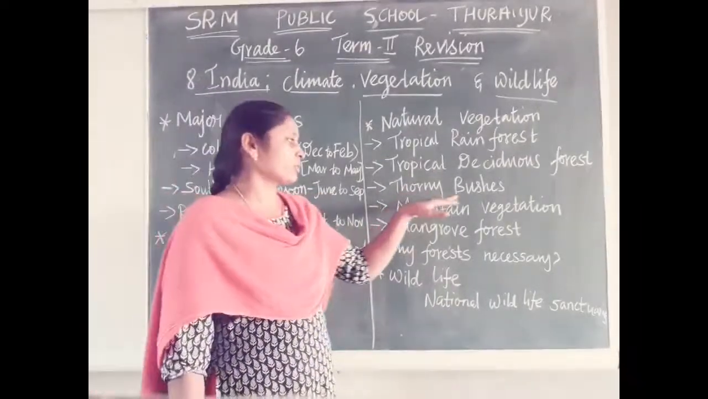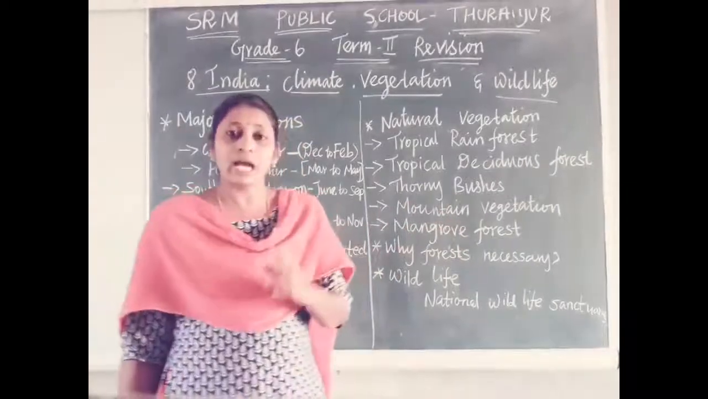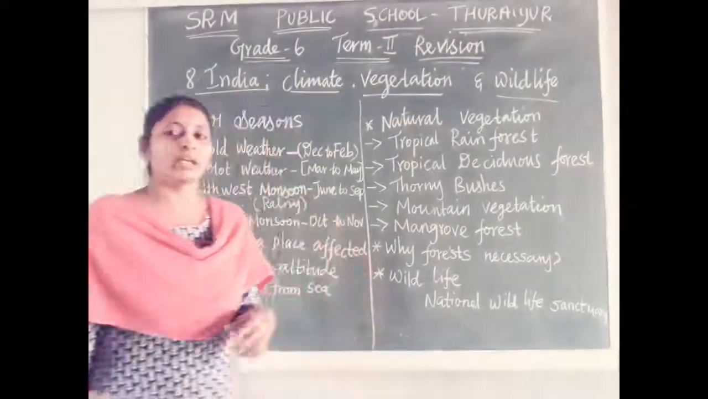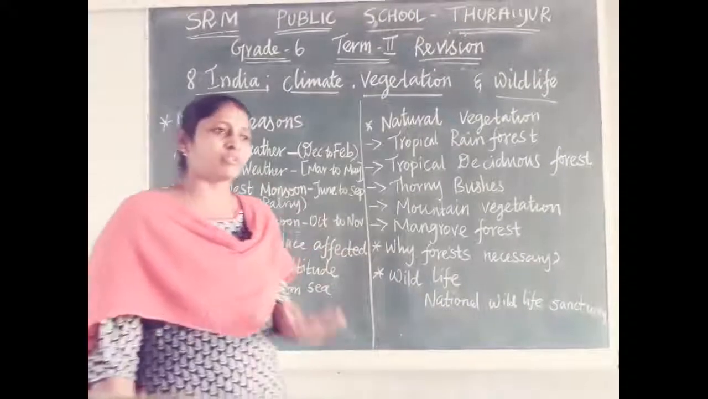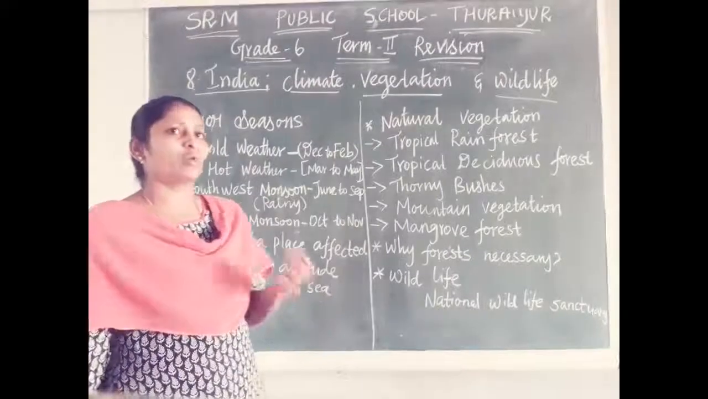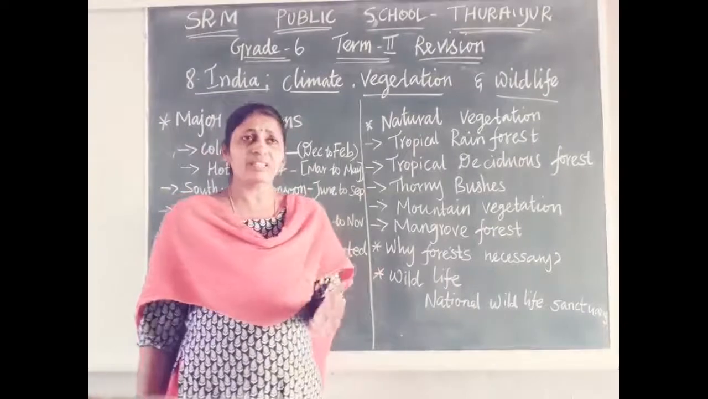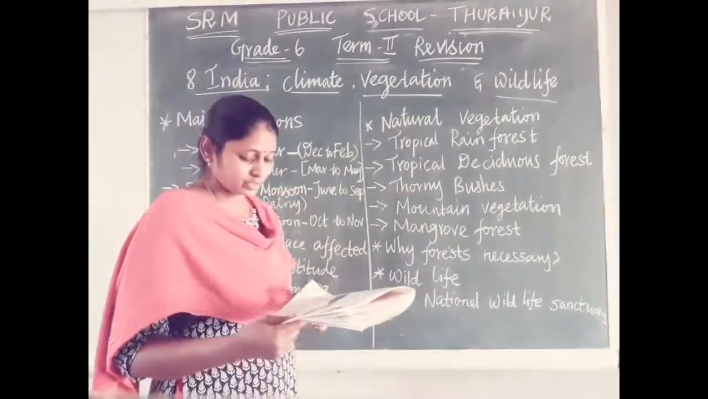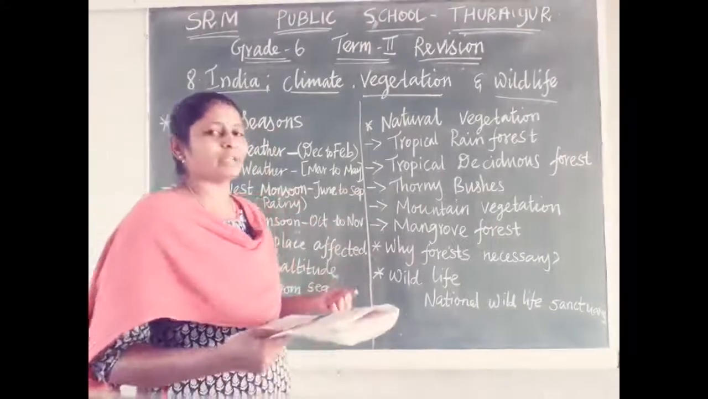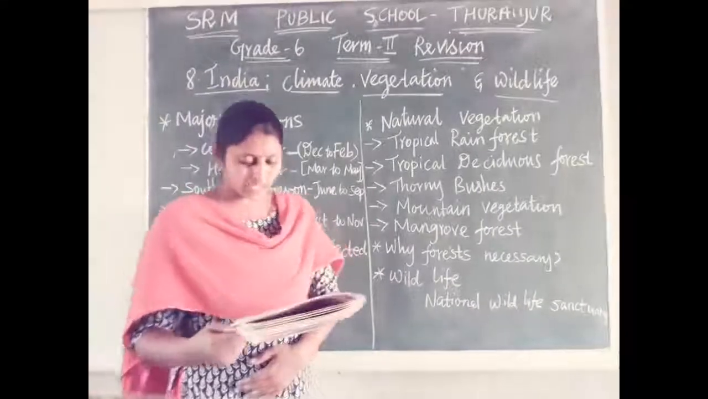So next we are moving to the next type of forest, that is thorny bushes. Thorny bushes means where we have desert-like area. In desert, you know very well, the area is fully covered with sand and has very little rain, so vegetation will not grow nicely in that region. In a desert-like region we can find only some cactus, some needle-shaped cactus, thorny plants. That forest is called thorny bushes.